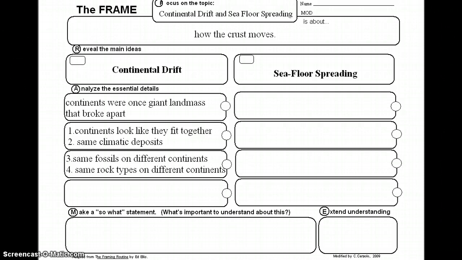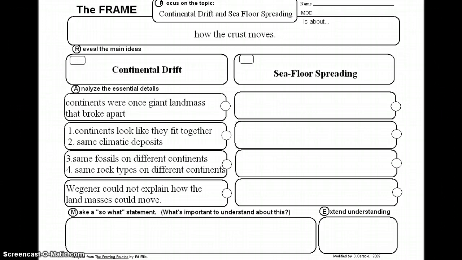There was a fault to his theory, though, or his hypothesis. He could not explain how the land masses moved. So it was hard for people to believe his theory because he could not explain that. Now, later, during World War II, seafloor spreading was discovered.